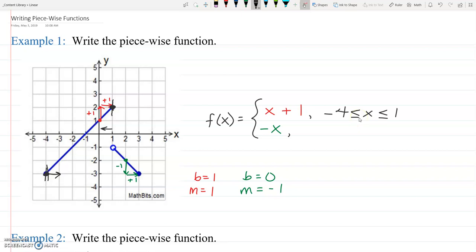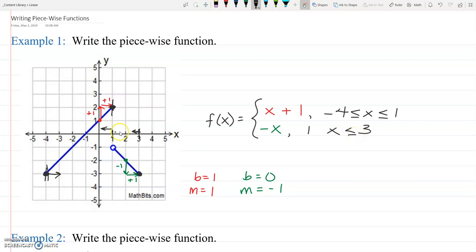Next boundary. This little green negative x, I need to say that it is going from here to here. So that is going only from 1 to 3. So from 1 to 3, I put my x in the middle. I like to start with the one on the right just because I'm not writing backwards on that one. That one's a little bit easier. So I need to say that this is going to the left of 3. So that is x is less than 3. And that's a filled in dot right there. So I need the equal sign underneath.